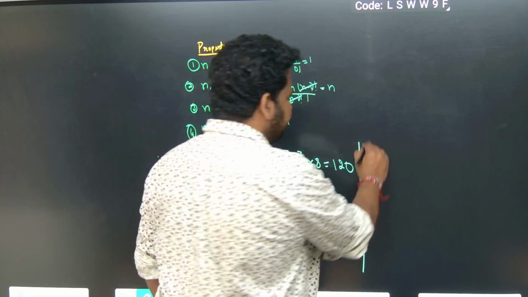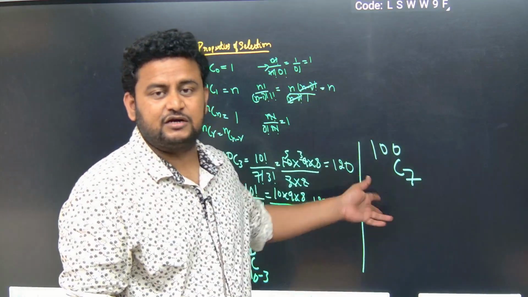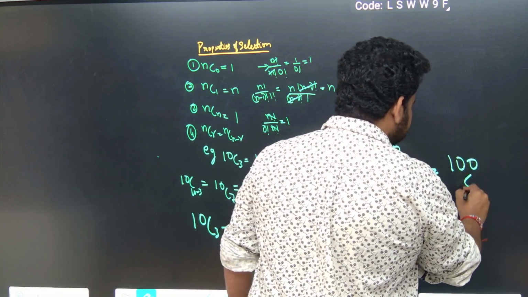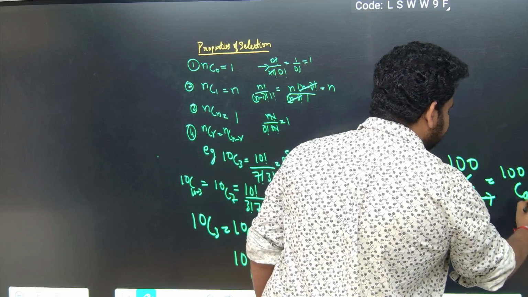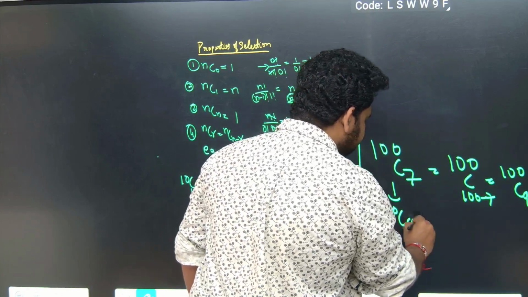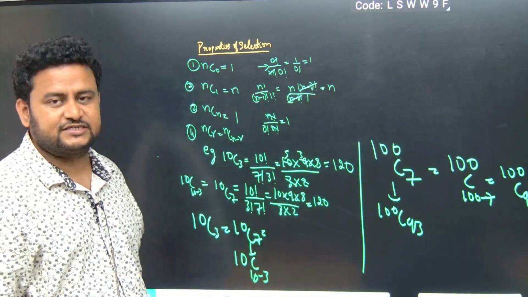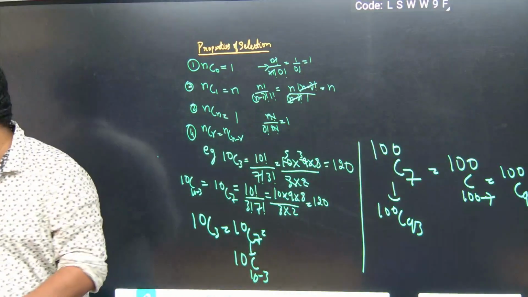Suppose we have to find out 100C7. You will find it difficult to find this directly. At that time, what you can do is 100C(100 minus 7), so you will get 100C93. So 100C7 is equal to 100C93. This is the usefulness of this result. This is the fourth property, friends. Till now we have learned 4 properties.